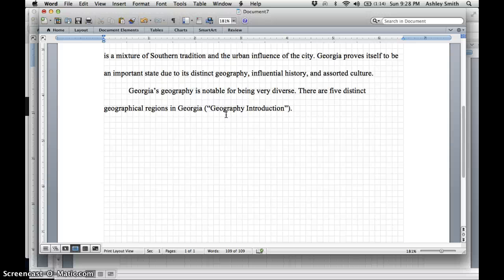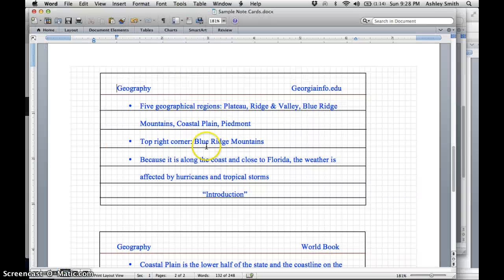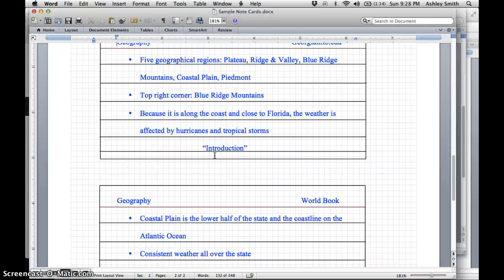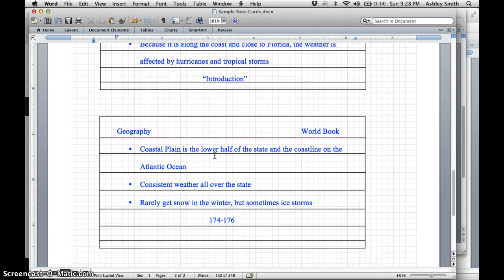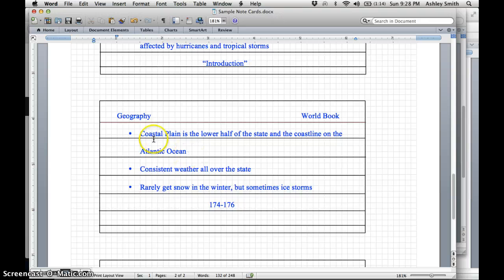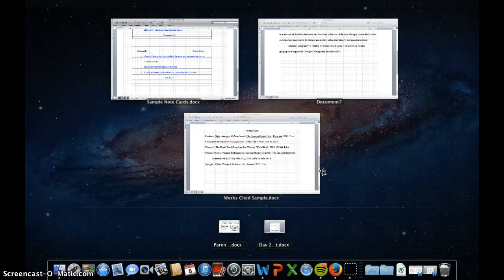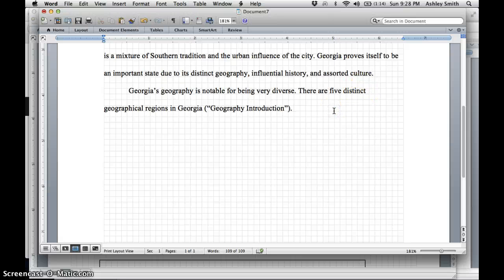Okay, now I'm going to write my next sentence. So let's go back over to my note cards. And what do I want to put next? Let's talk about the coastal plain, which is one of the regions of Georgia. So the coastal plain is the lower half of the state and the coastline on the Atlantic Ocean. So in my paper, I'm going to say the lower half of Georgia is made up of the coastal plain.